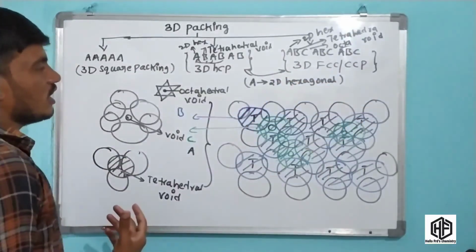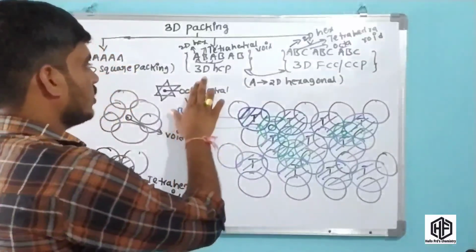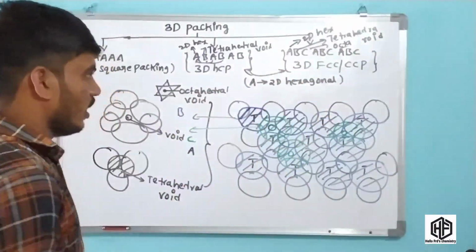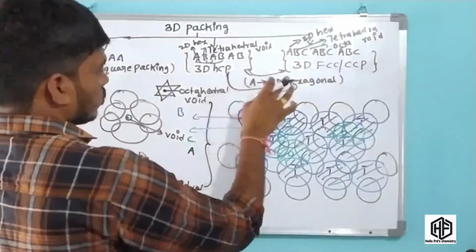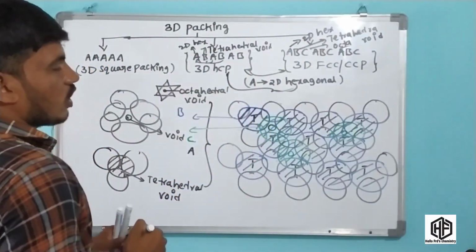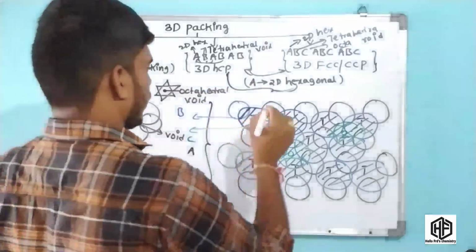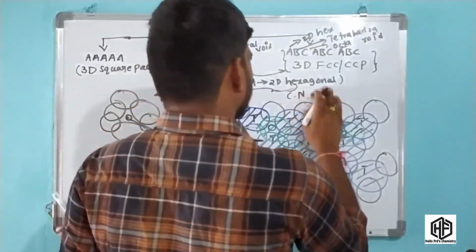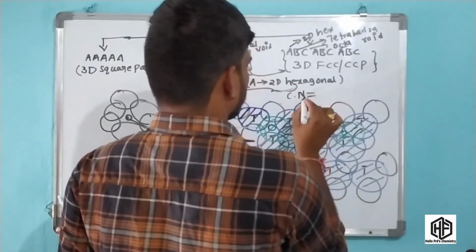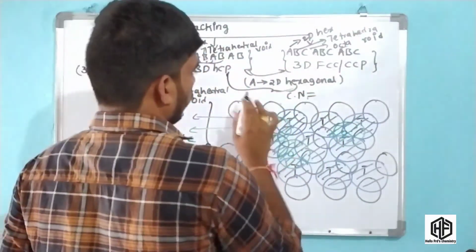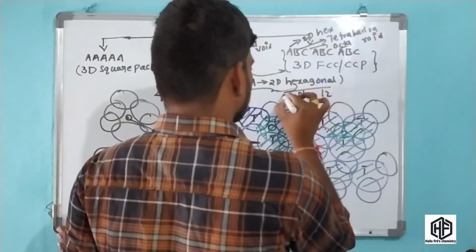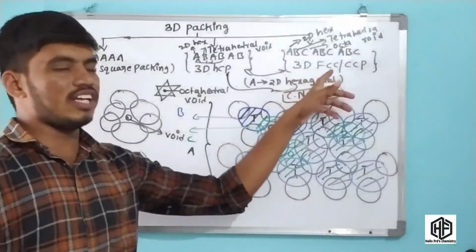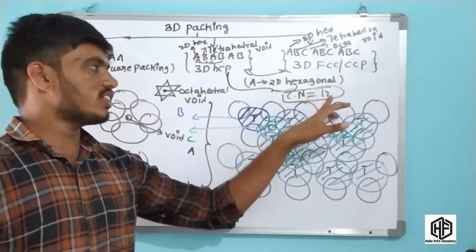Okay friends, what is the coordination number of three-dimensional hexagonal close packing and three-dimensional face-centered cubic close packing? In these two cases, the coordination number, the number of nearest neighbors, of both packings is 12. Okay friends, this is very important. In three-dimensional hexagonal close packing and three-dimensional face-centered cubic close packing, the coordination number is 12.